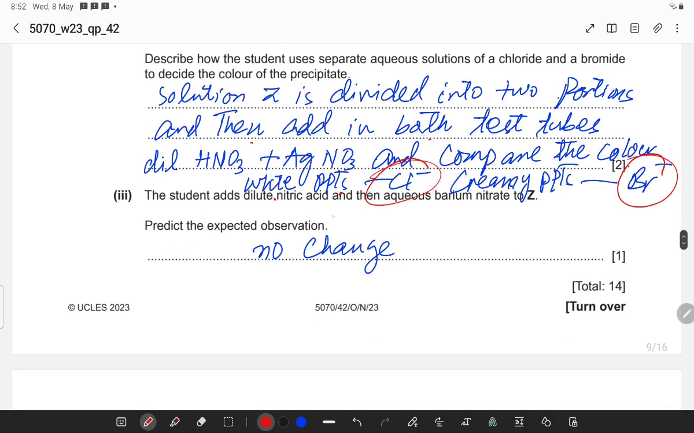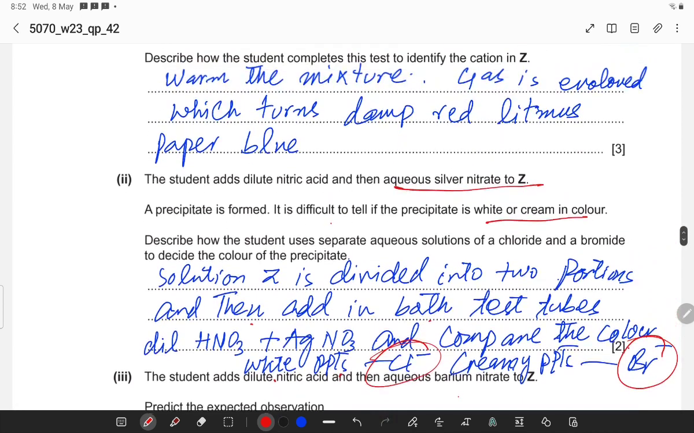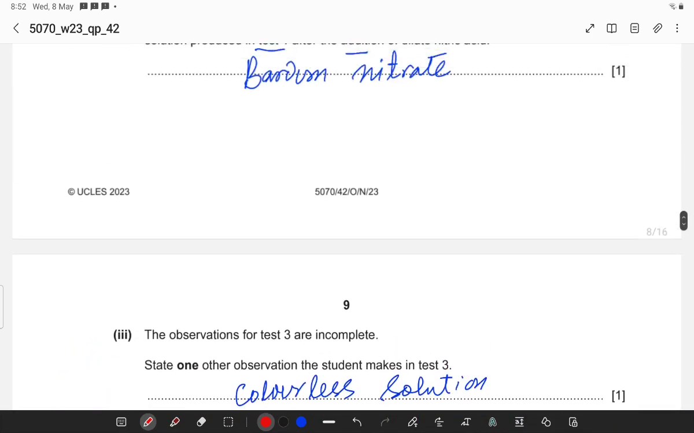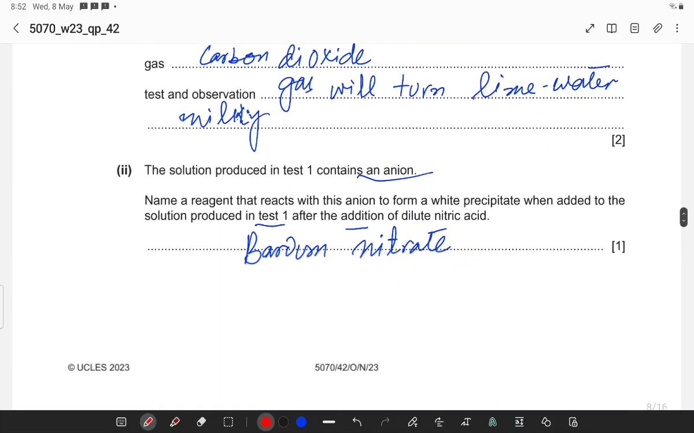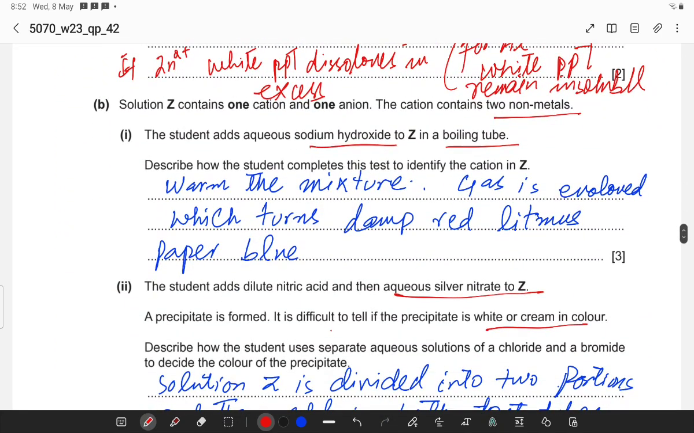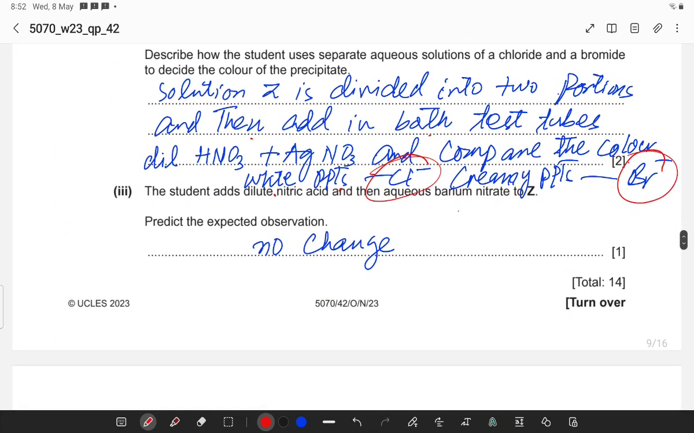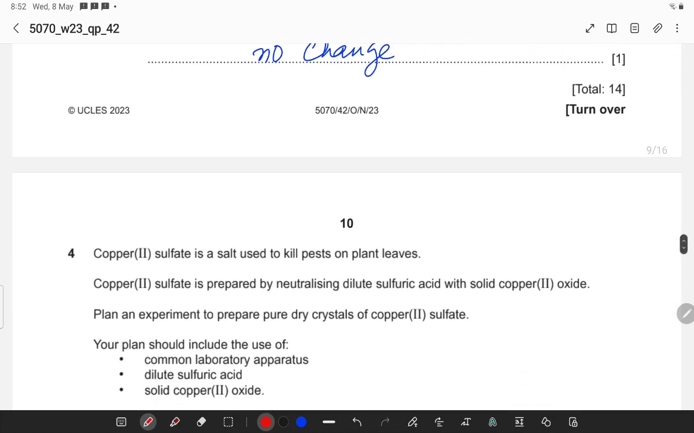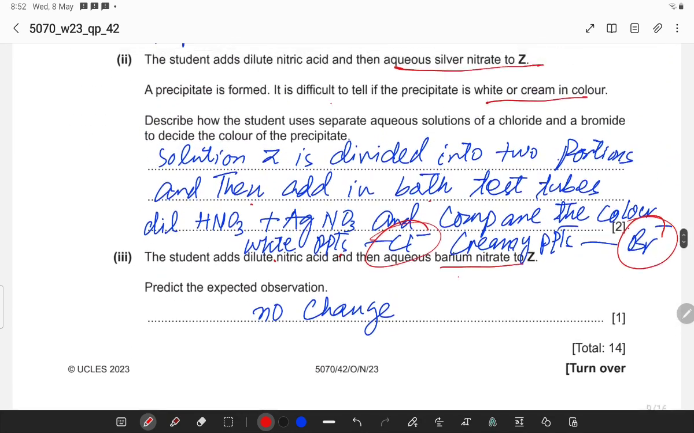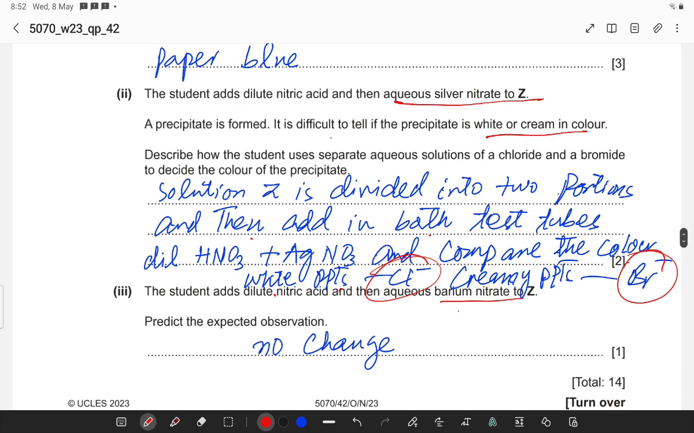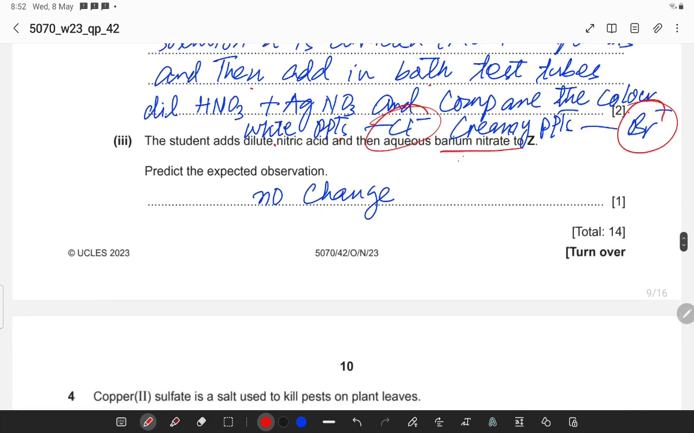The student adds dilute nitric acid and then aqueous barium nitrate to Z. Predict the expected observation. No change, as chloride ions are already present because white precipitates are formed over here. So with barium nitrate, no change. That's why chloride ions are present. A white precipitate is chloride, green is bromide. So there is no change with the addition of barium nitrate to Z.